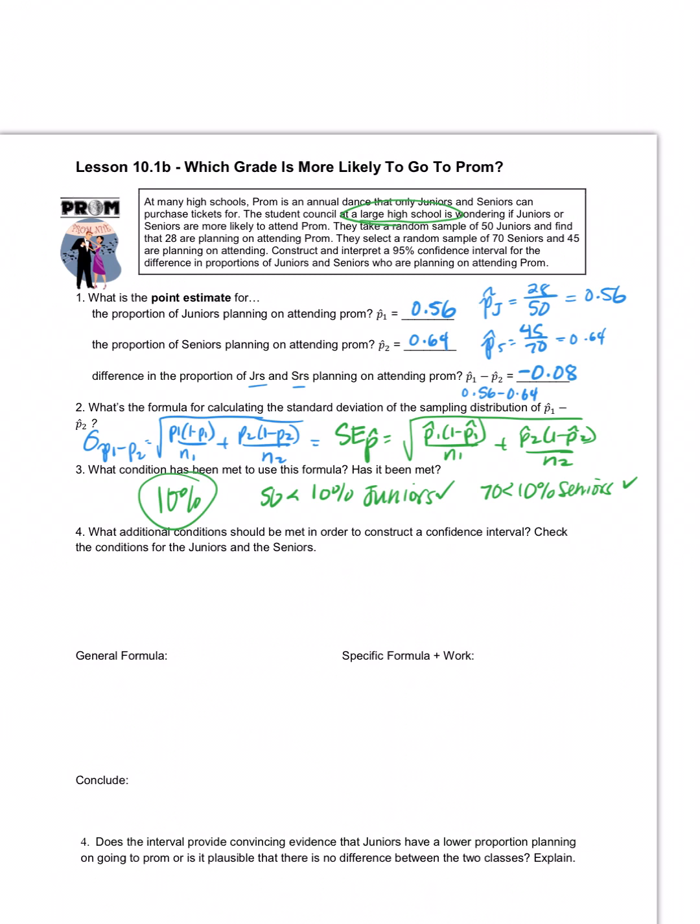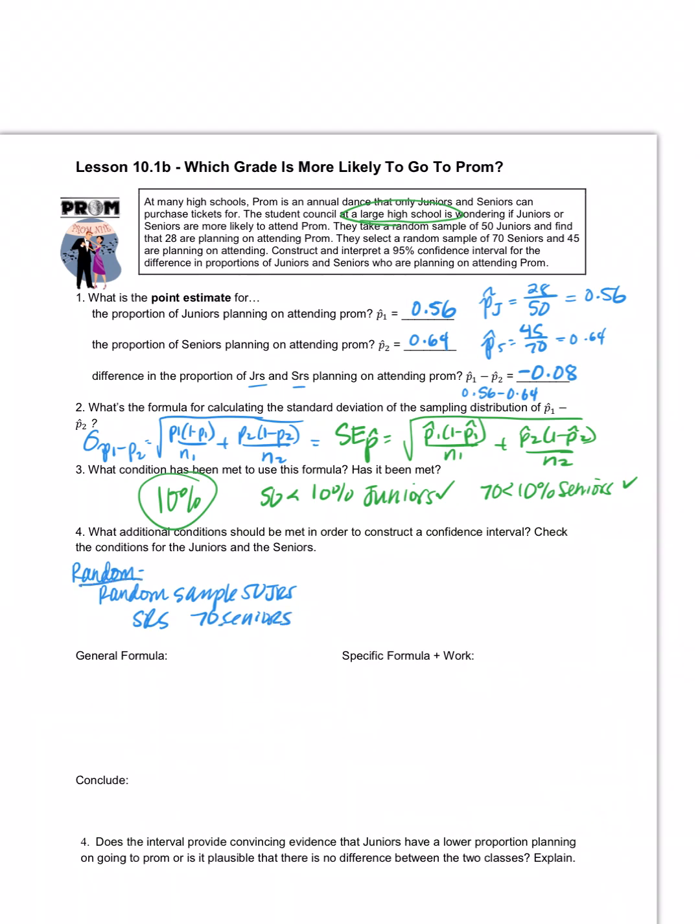Now, what additional conditions need to be met in order to construct a confidence interval? Well, we have to know it's normal and we have to know it's random, right? The regular two conditions we've done before. So let's check this out. When we do random, we have to check both samples. Were both samples random? Well, it says a random sample of 50 juniors, and it says SRS of 70 seniors. So the random condition is satisfied.